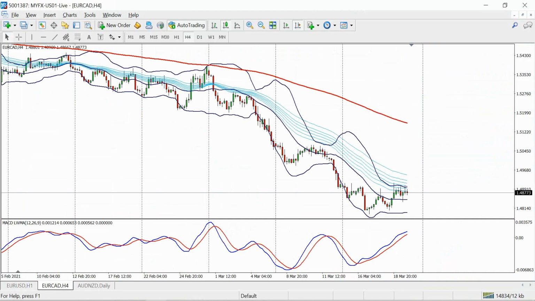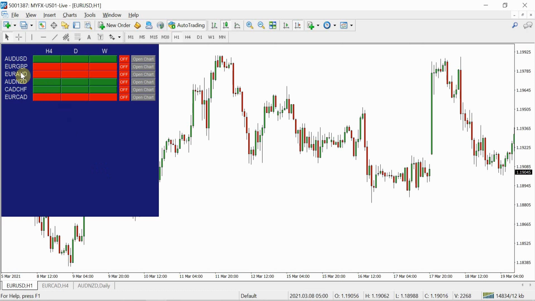So the next one, as we saw on the trend dashboard, I want to walk you guys through is the Australian New Zealand dollar. Now this one again is trending up. The H4, the daily and the weekly are all trending up.